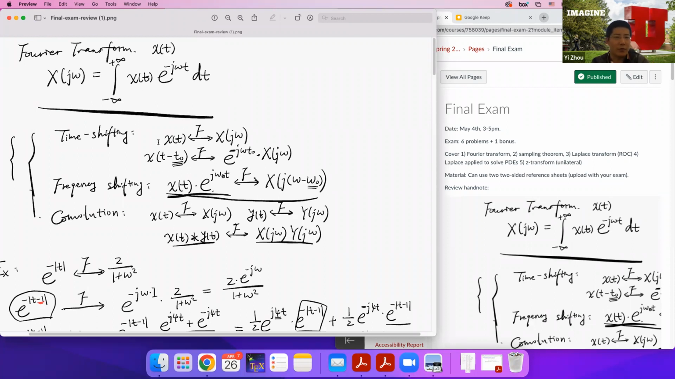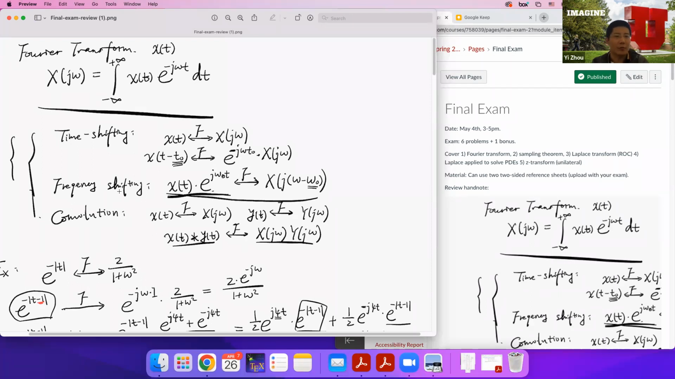And for the Fourier transform, we have these basic properties, right? The time shifting property. If the signal is shifted in time, then the spectrum, the Fourier transform, its phase will be shifted by a certain amount. So this is the phase shift in the frequency domain. So this is the time shifting property.